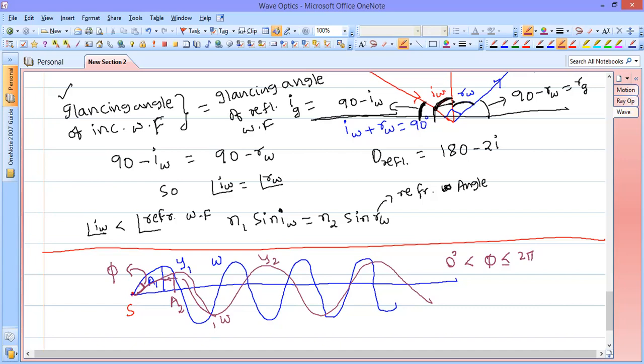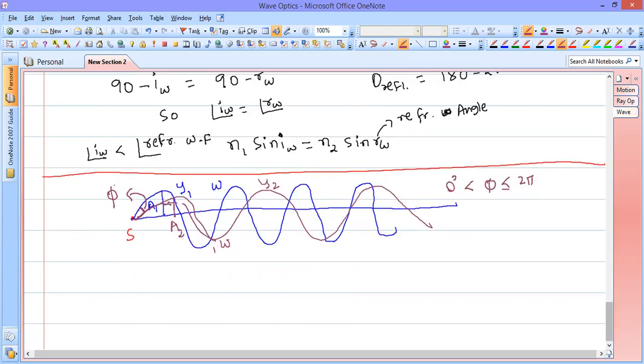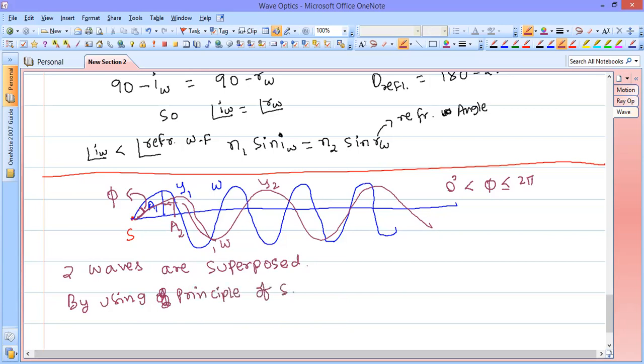Now, while discussing the principle of superposition, we are going to discuss that when these two waves are superposed, then what will be the resultant displacement? That we are going to find by using the principle of superposition. You can see that this principle we applied in many chapters.